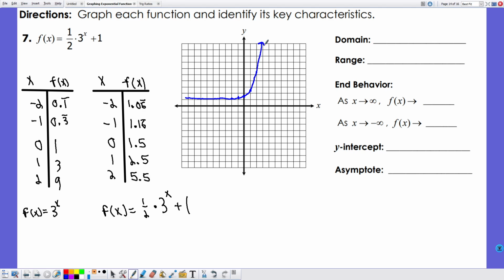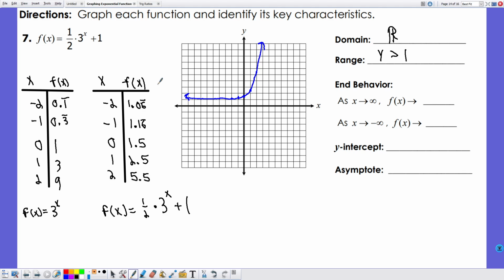As we can see, the rate of increase isn't as much, but it's still definitely increasing. Our domain is going to remain unaffected. It's still just all real numbers. The range, well, our minimum y value this time is 1. So my range is just y values that are greater than 1.